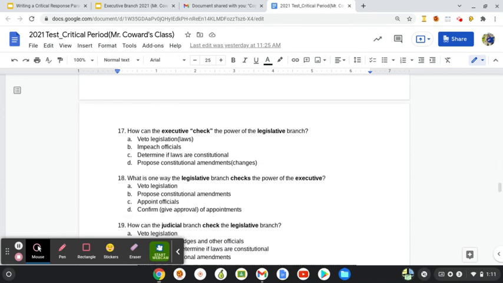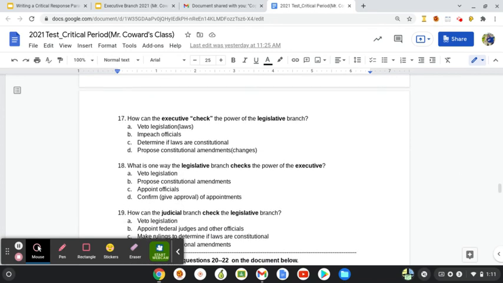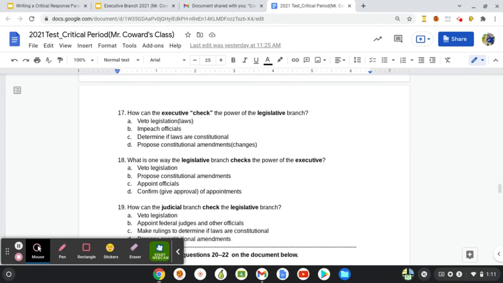Number 17. How can the executive check the powers of the legislative branch? Can they veto legislation and laws? Can they impeach officials? Can they determine if laws are constitutional? Or can they propose constitutional amendments and changes? So we're looking at what the executive does. How does the executive check the legislative branch?